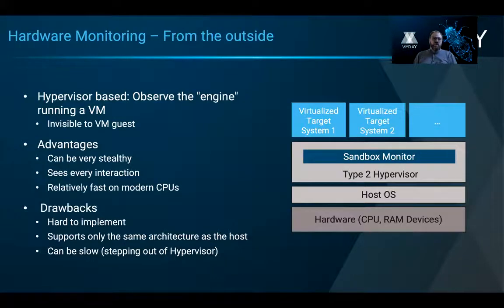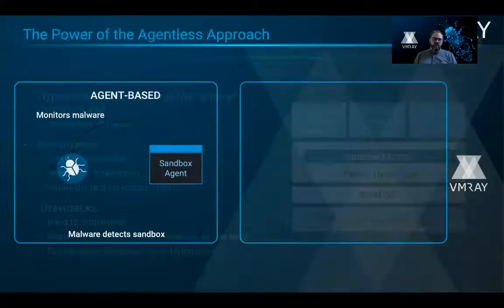How VMRay does this is to monitor from outside the system. We monitor the VM from the hypervisor. So we observe the engine running the VM, and that makes us invisible to what's going on within the VM. Advantages are it's very stealthy. We do see every interaction within the system, and it's relatively fast on modern CPUs. Of course, there are drawbacks. It's very hard to implement this type, and that's why most, if not almost all vendors do not choose this method, but VMRay has chosen it, and it's proving as one of the best ways to be evasion resistant and monitor at the same time.